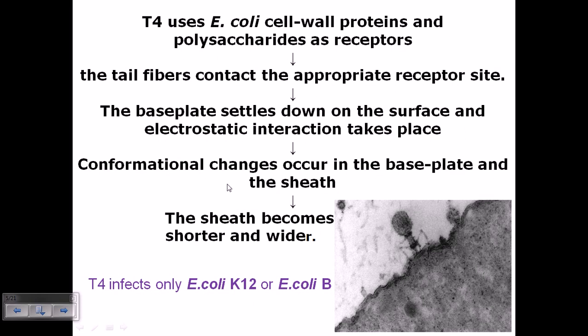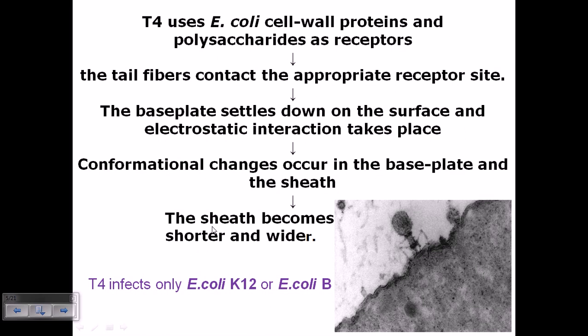Then the tail fibers contact the appropriate receptor site, and the base plate settles down onto the surface, and using the base hooks and the spikes, they hold on to the surface of the bacterial cell. Then conformational changes occur in the base plate and the sheath, and the sheath starts to contract, and as we know, T4 phages are contractile bacteriophages. That means they can contract their sheath. They act like a small syringe to deliver the DNA inside the host cell. So in this case, the sheath contracts due to the conformational change, and it delivers the DNA inside the host cell.